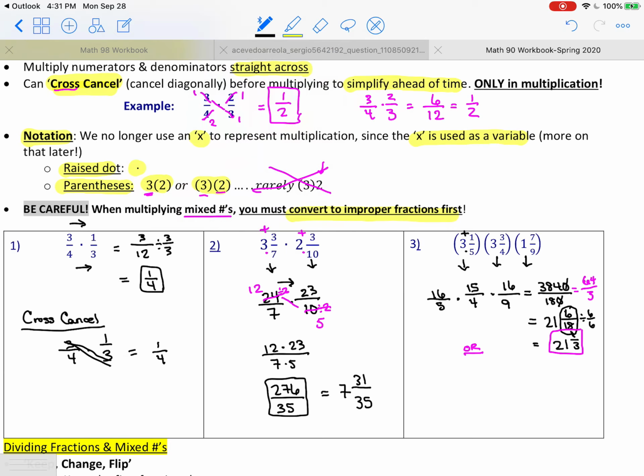Now, I want to come up here. I want to revisit this problem using the idea of cross-canceling.